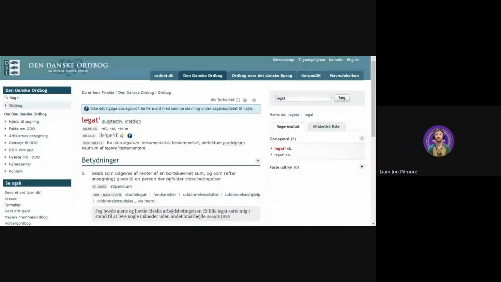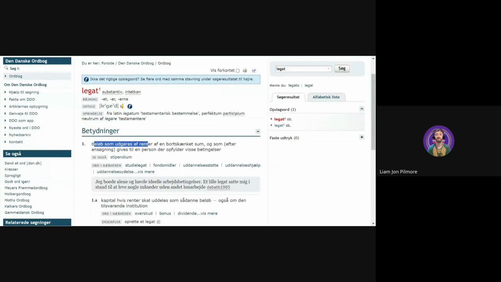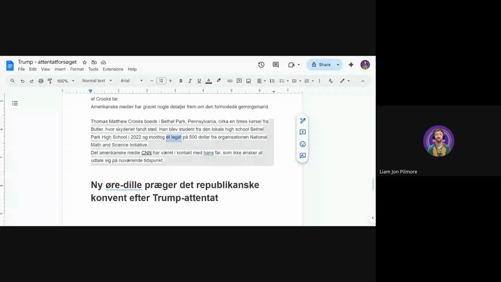Here we go. Legat. The dictionary tells me it's legat. In plural, flertal, legater and legaterne. Det er et beløb, som udgøres af renter af en bortskænket sum, og som efter ansøgning gives til en person, der opfylder visse betingelser. Yeah, so it's like a donation, right? And an endowment. Maybe that might be the word. Yeah. Let's go back to our document. Vores dokument. There's another good example of an English-Danish word, right? Document versus dokument. At the end, often Danish words that look very much like English have the intonation at the end of the word, like music and musik.